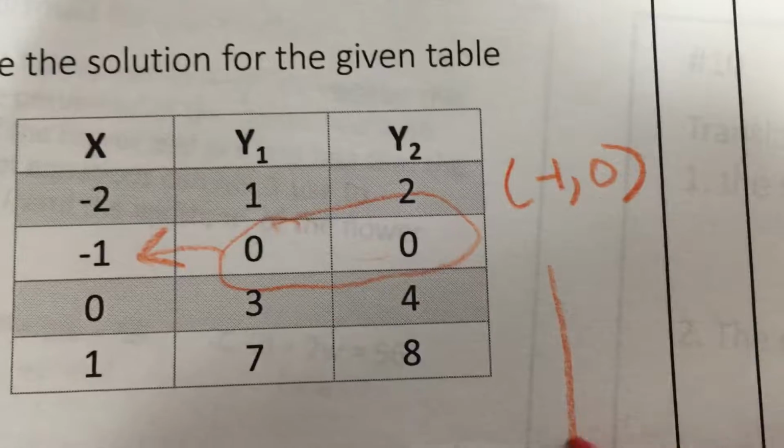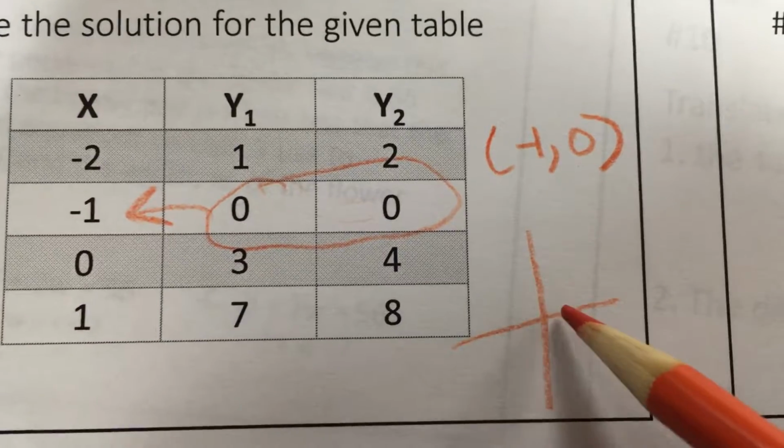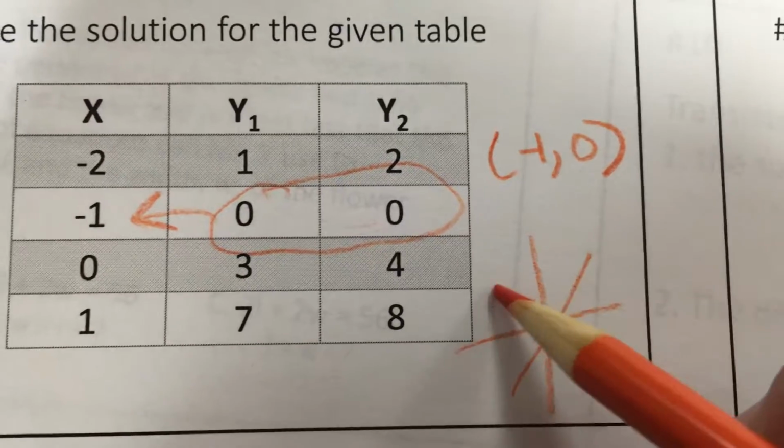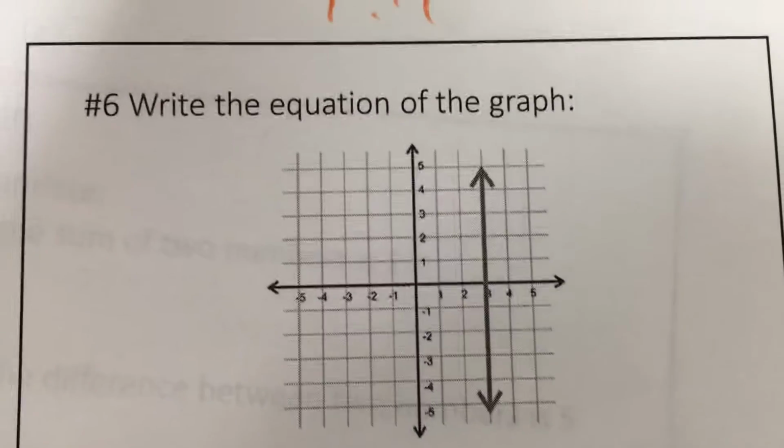All right. So if these were 2 lines that were graphed, they would both be crossing right here at negative 1, 0. Something like that. Okay, that's what it would look like. Number 6. Write the equation of the graph.